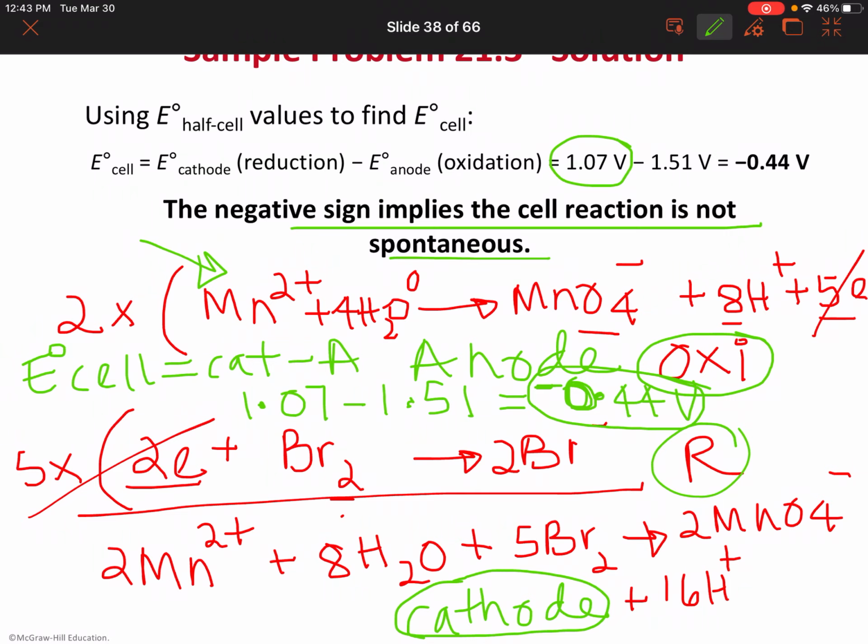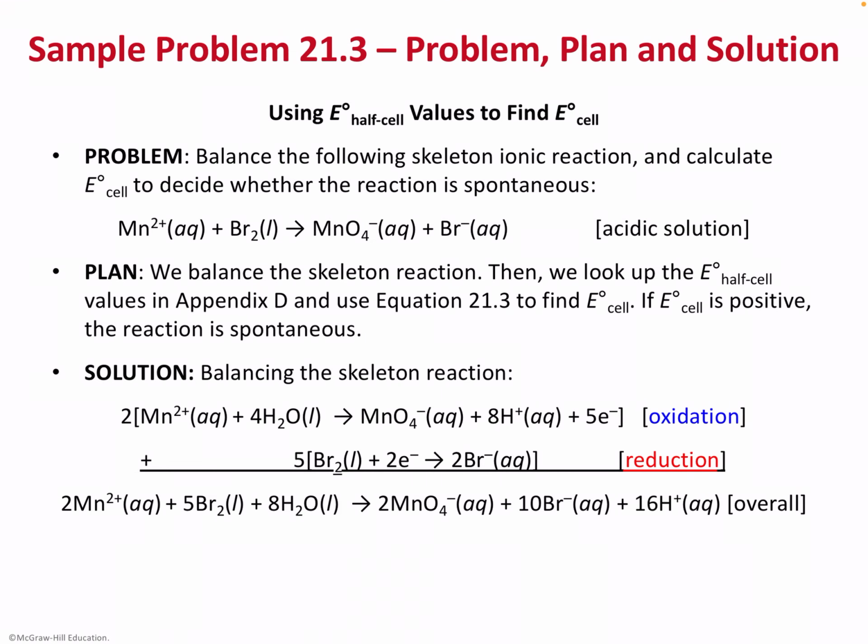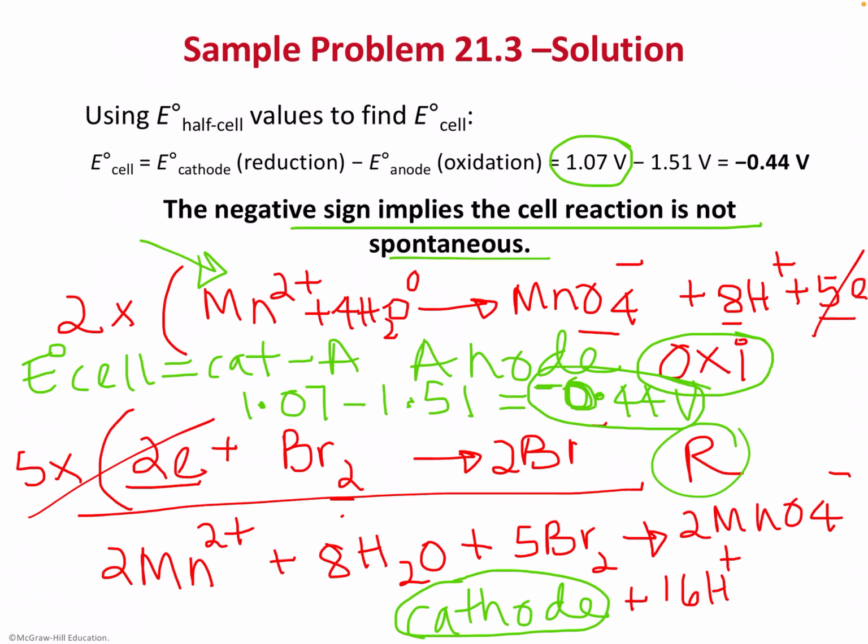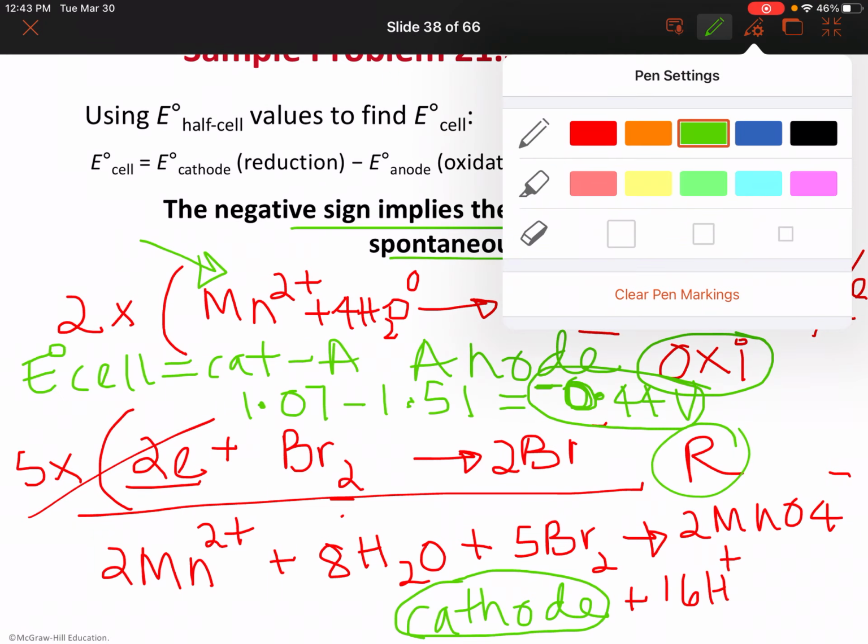First you identify what the two half reactions are and then figure out which one is oxidation and which one is a reduction. Did I do 10 bromide? No, I did 5 bromide. You guys didn't even tell me. I made a little mistake. Did you see that?